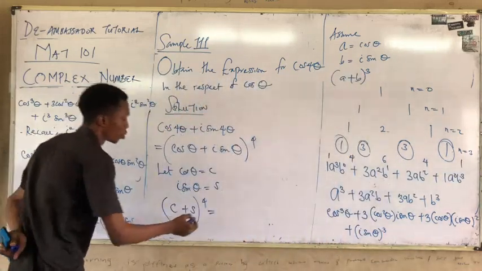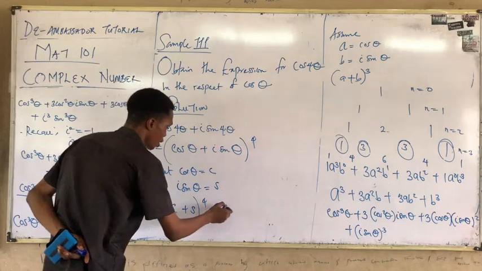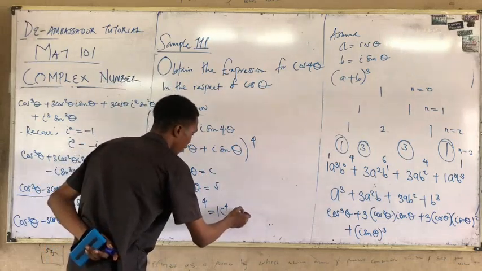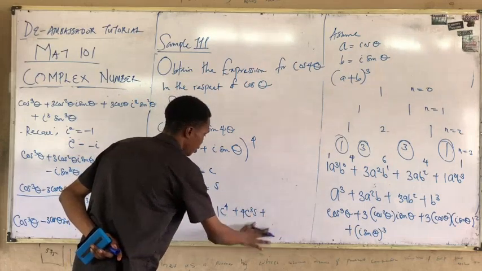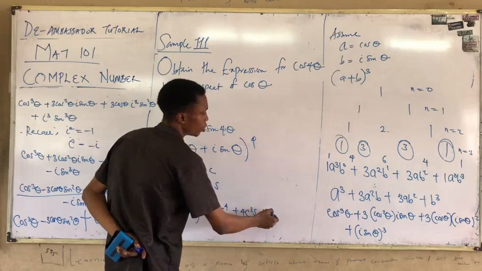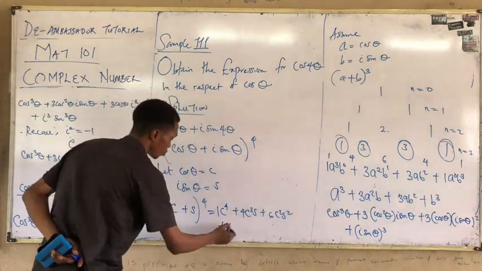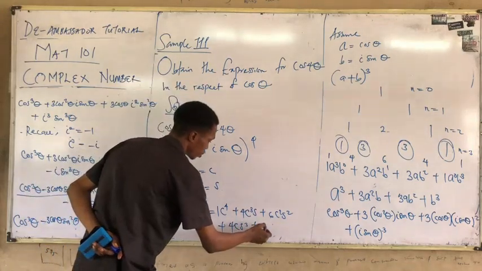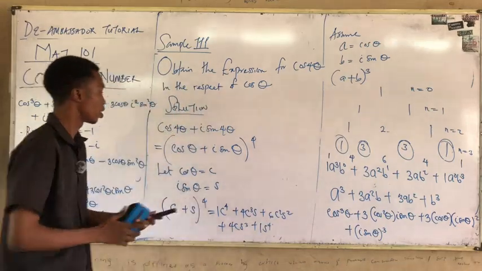So at this side I have it as 1, C in the power of 4, plus 4 C cubed S. You don't need to put the 1 there, it's the same thing. Then 6 C squared S squared, then 4 C S cubed, then S to the power of 4. Is that not it? Can we clean this side?